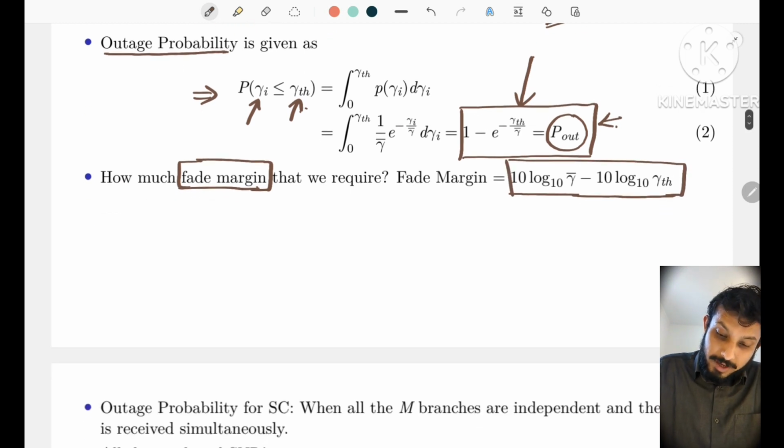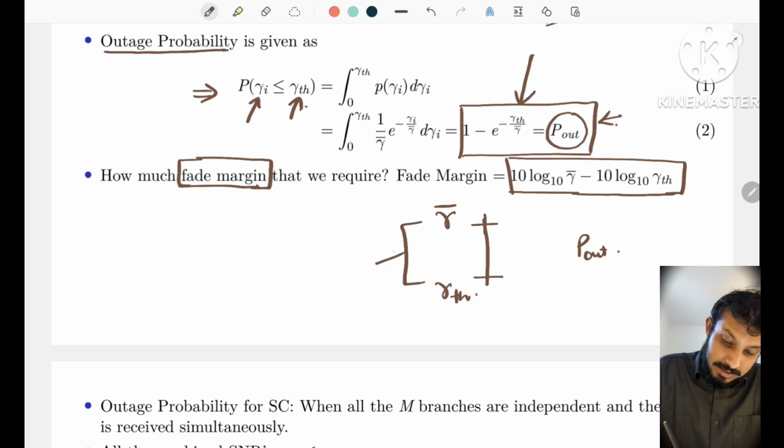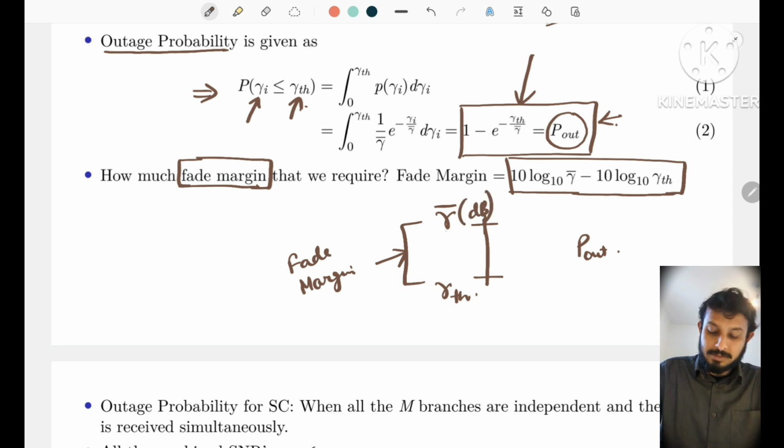For example, if there is a requirement that we need to maintain a certain outage probability, and this is the gamma TH, then this should be the gamma bar, and this difference will tell us what the fade margin is, which will be in dB, decibels.